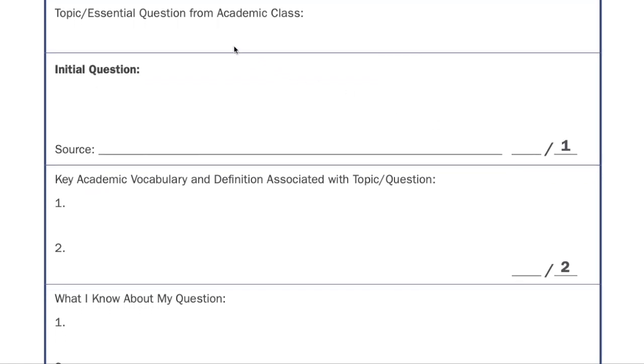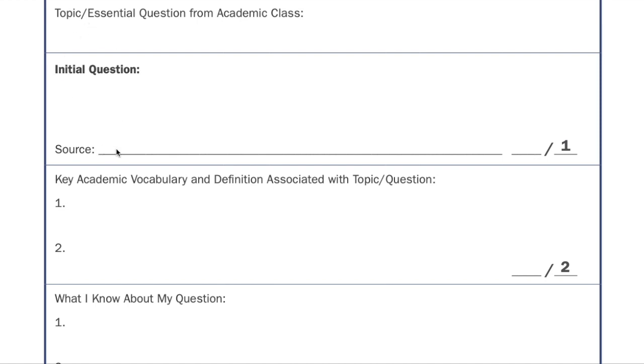Your topic or essential question, this is going to be the broad thing that you are working on in class. So let's say you are learning about the distributive property in math class. You might say something like, how does the distributive property work in equations? I don't even know if that makes sense, but I'm trying here. So the big picture idea that you're working on in class. Your initial question is going to be the actual problem you are trying to solve. So it's going to be more specific than this topic or essential question.